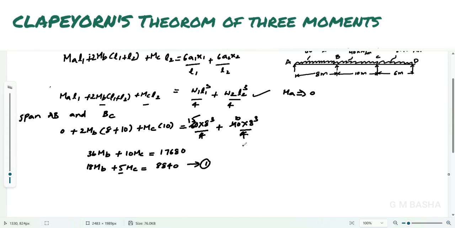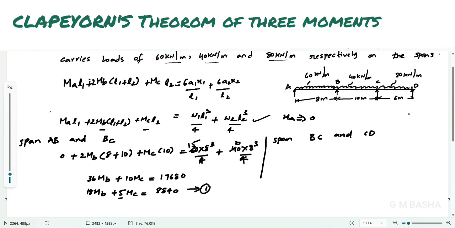And again go to the next step. Apply Clapeyron's theorem for the spans BC and CD. I will take here only the spans BC and CD. Okay. So again take down this equation only.